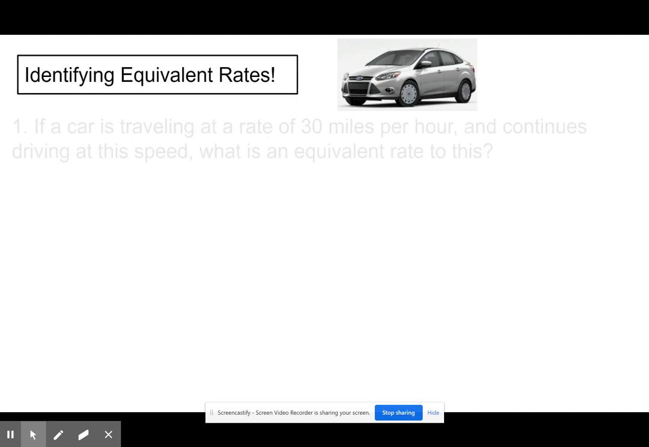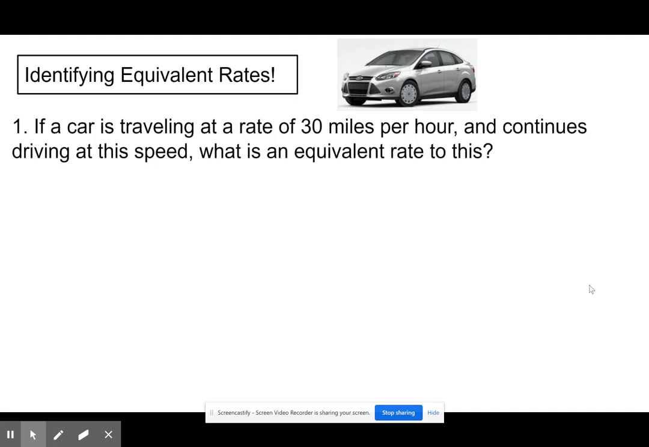Identifying equivalent rates. If a car is traveling at a rate of 30 miles per hour, that's a rate, and continues driving at this speed, what's an equivalent rate to this? You don't have to write out a double number line, but you can apply your background knowledge of equivalent fractions to generate or create other equivalent rates.